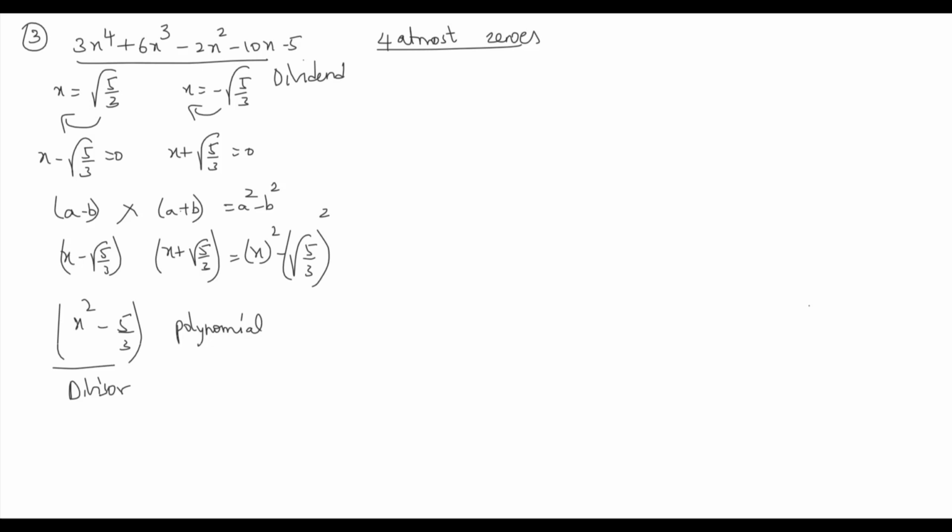So let's divide by using the divisor. Here the divisor is x square minus 5 by 3 and the dividend is 3x power 4 plus 6x cube minus 2x square minus 10x minus 5. So the first step is to compare x square by 3x power 4. What should be multiplied to x square so that you will get 3x power 4? It is 3x square. So 3x square should be written here in the quotient part.